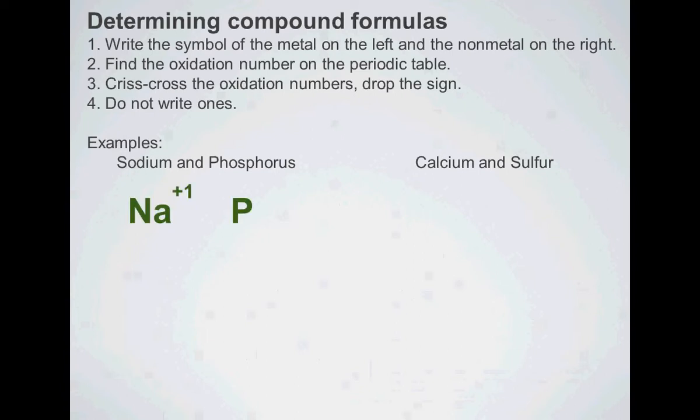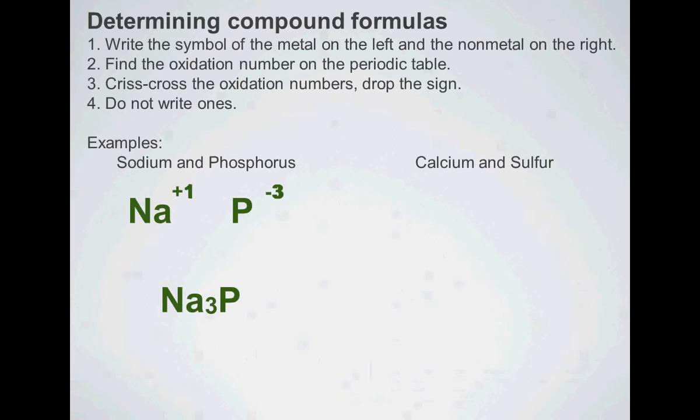Then we ignore the sign and just crisscross them, so that the 3 comes down here, the 1 goes over here, and that's the compound that's formed, Na3P. And so what this is telling us is that 3 atoms of sodium will bind with 1 atom of phosphorus.